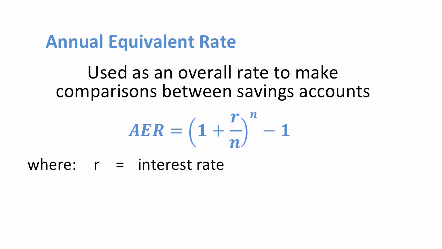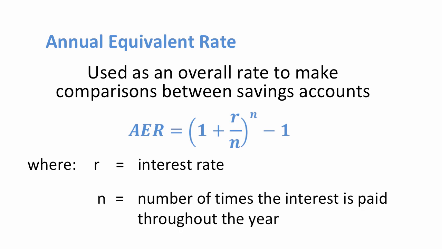In this formula, R is the interest rate, and N is the number of times the interest is paid throughout that year. So if it was annually, it's only paid out once, so the nominal is the same as the real rate or the AER. If it's paid out quarterly, it means that 4 will be placed in here instead of N, and that means your interest is paid 4 times throughout the year. The real rate of interest, or the annual equivalent rate, is the figure that we're more interested in. So don't be comparing nominal with nominal.